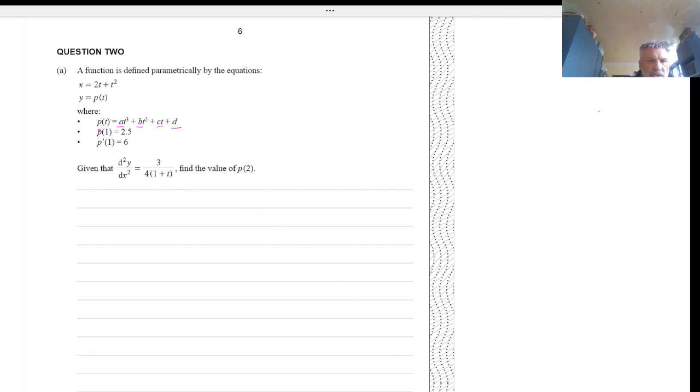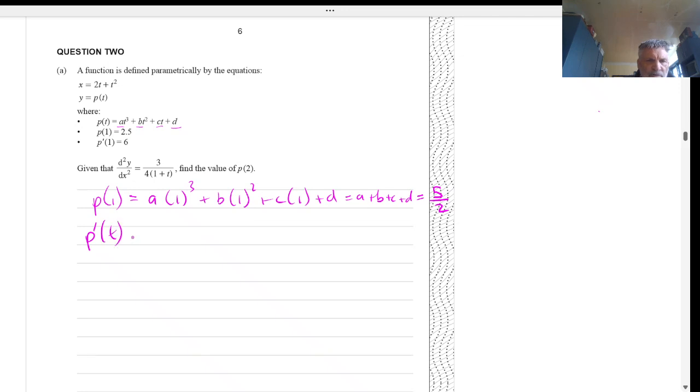So let's just start. So it says p of 1, which is y of 1, is equal to a times 1 cubed plus b times 1 squared plus c times 1 plus d. That's simply a plus b plus c plus d. And it says that's 2.5. I'm going to write it as 5 over 2.